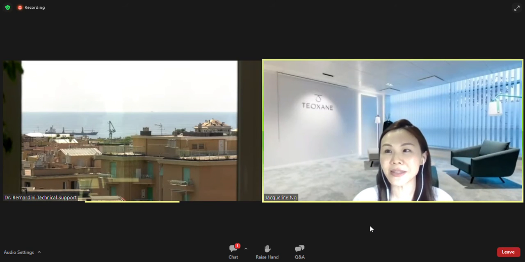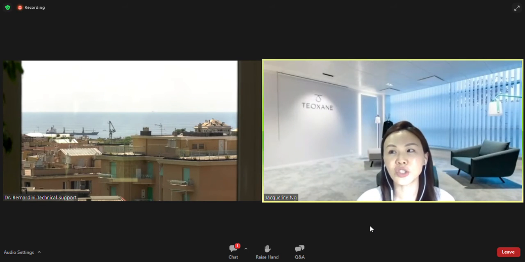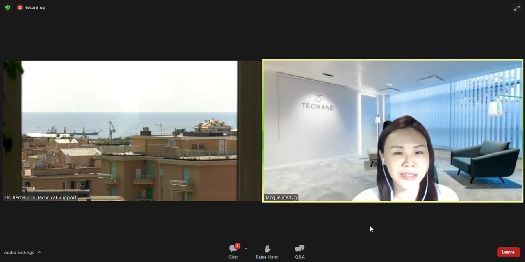So why don't we go and take some questions? We have a doctor here who will ask, what layer do you put RHA4 in at the G point? And then which layer does Redensity go in the tear trough?